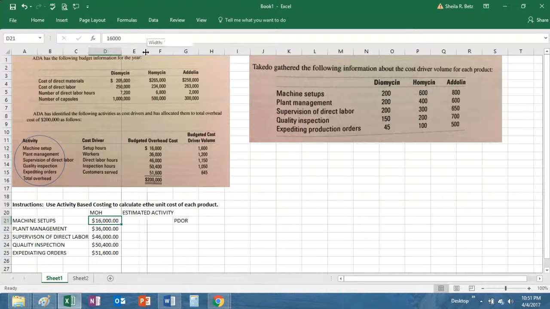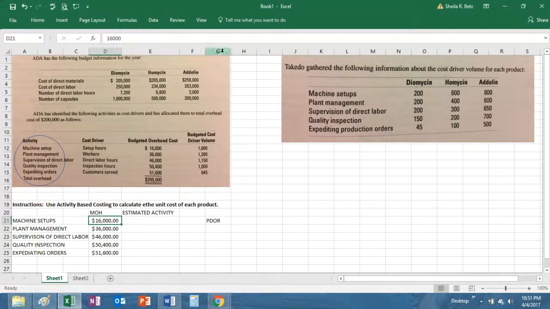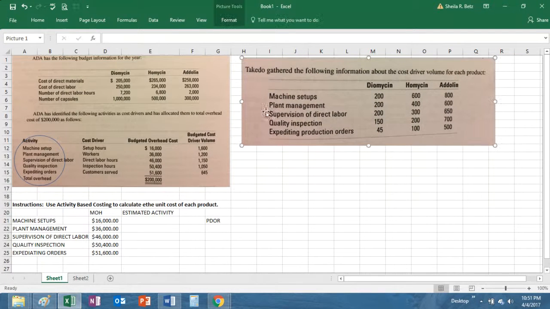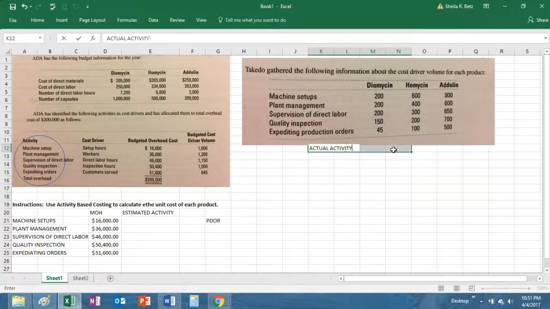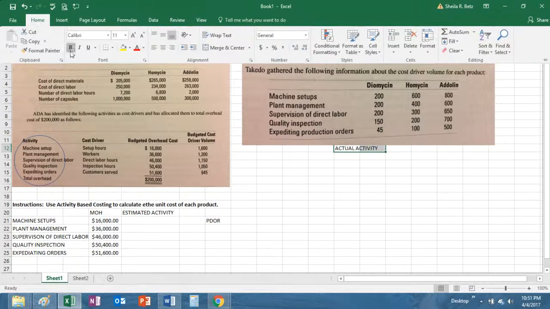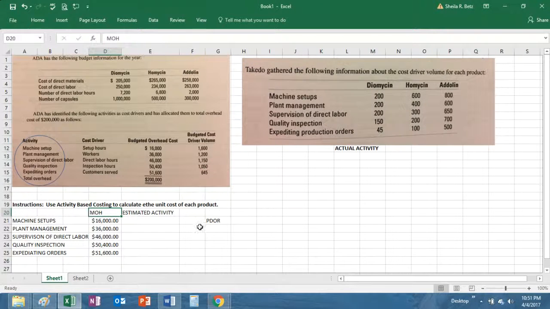Now, in some cases, your estimated activity is different than your actual activity. In this case, it's actually the same. So over here is actually our actual activity. If you're given a problem and estimated activity is not given, then you have to use actual. But the typical PDOR formula is always your estimated overhead divided by your estimated activity.